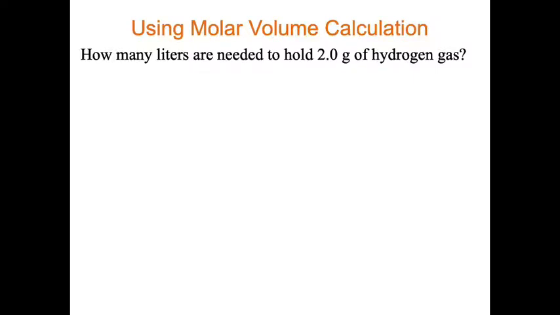So, let's use it. How many liters are needed to hold 2 grams of hydrogen gas? Set it up. Or here, I'll set it up for you. What are we solving for? There we go. Liters of hydrogen gas. Yes, technically you should include the "of." You can get lazy and not include it. That's fine. Who cares about prepositions anyway?